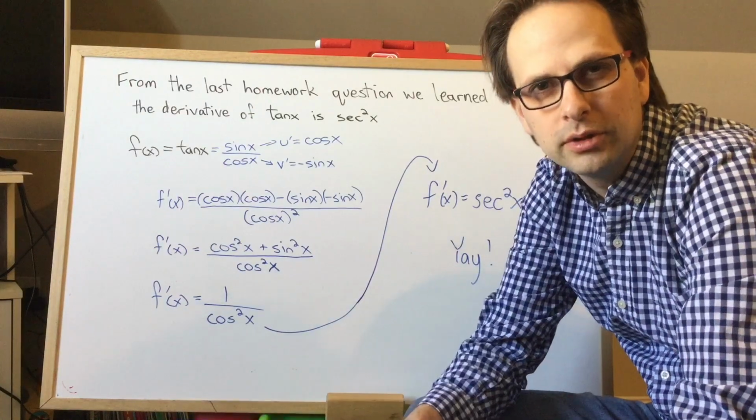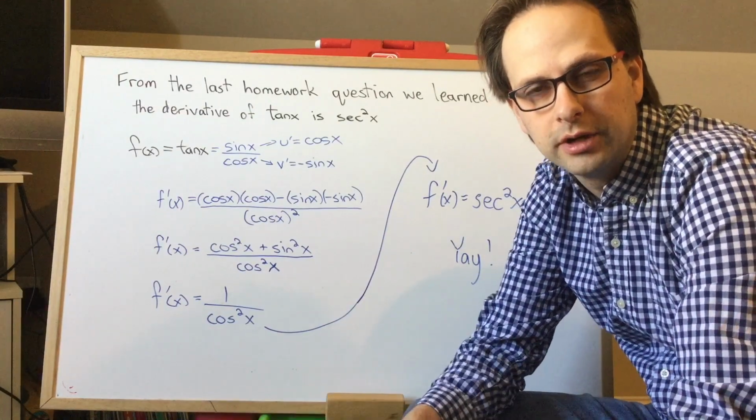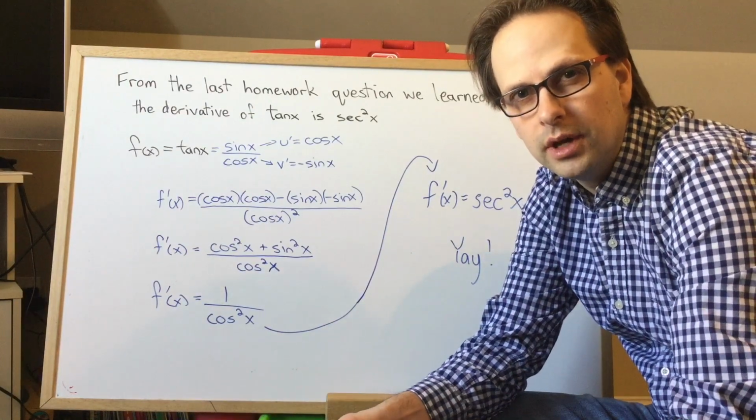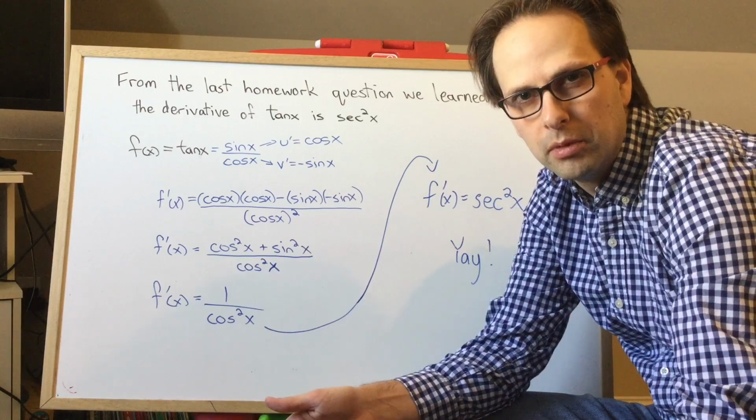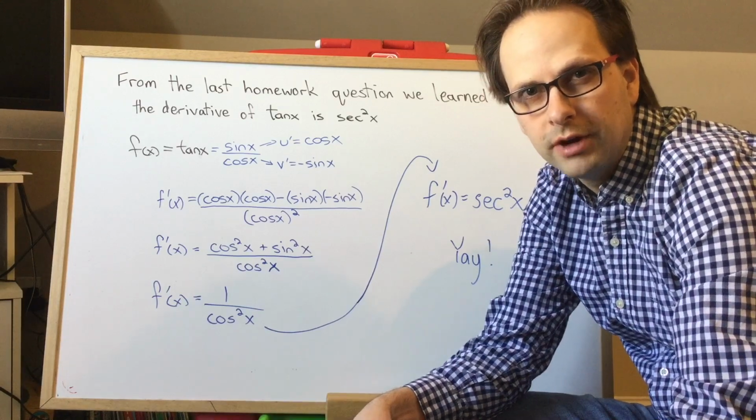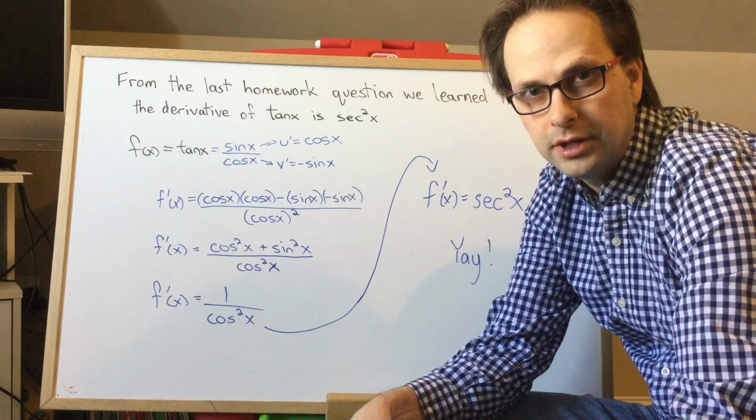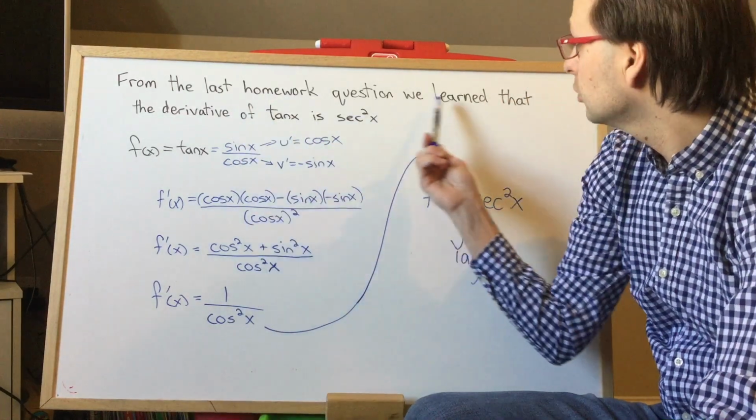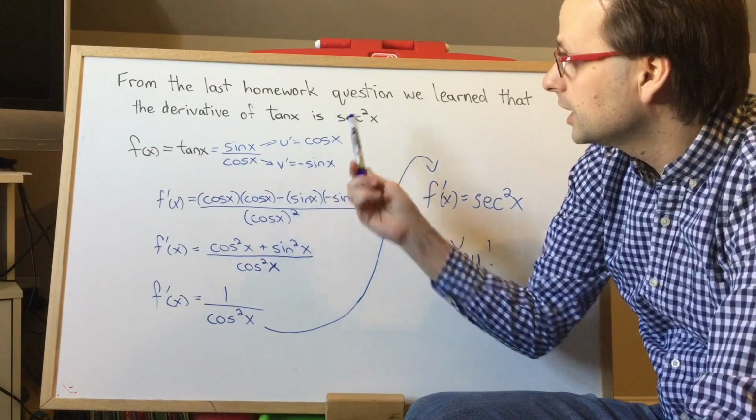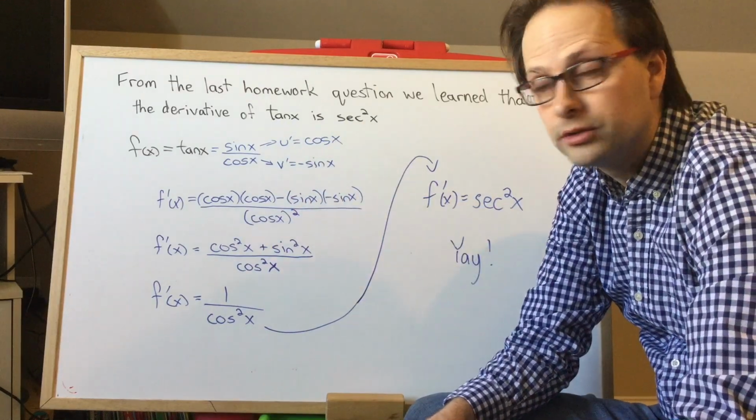Hi folks, today we're looking at the derivatives of all 6 trig functions. And to get into it, I guess we'll take a look at the last question from the homework from the last lesson, which was to find the derivative of sine x over cos x. So from the homework question, we learned that the derivative of tan x is secant squared x. And here's how we did it.